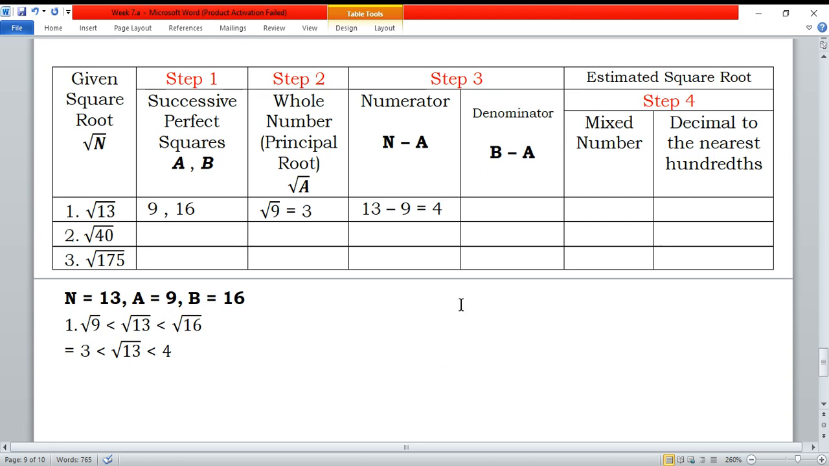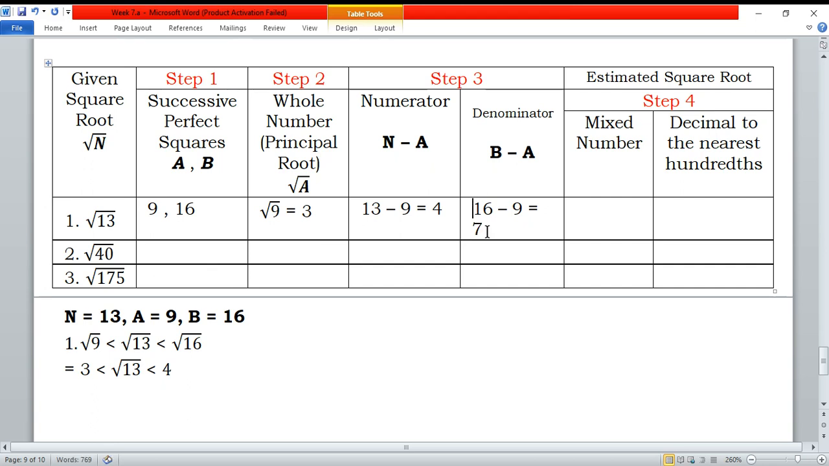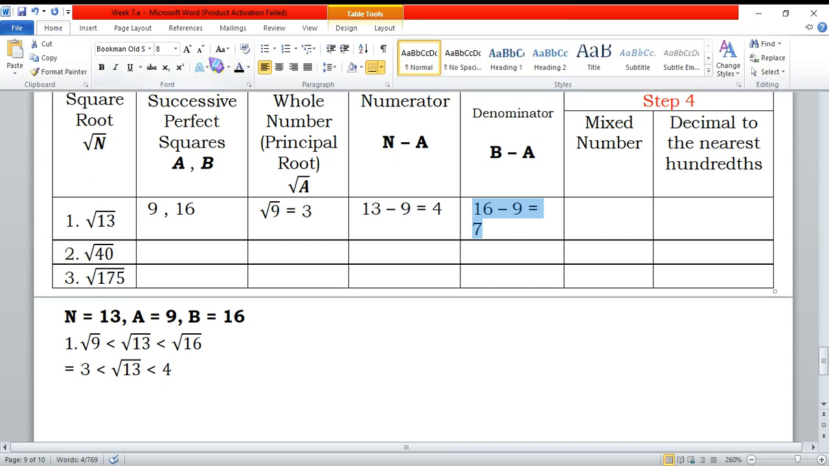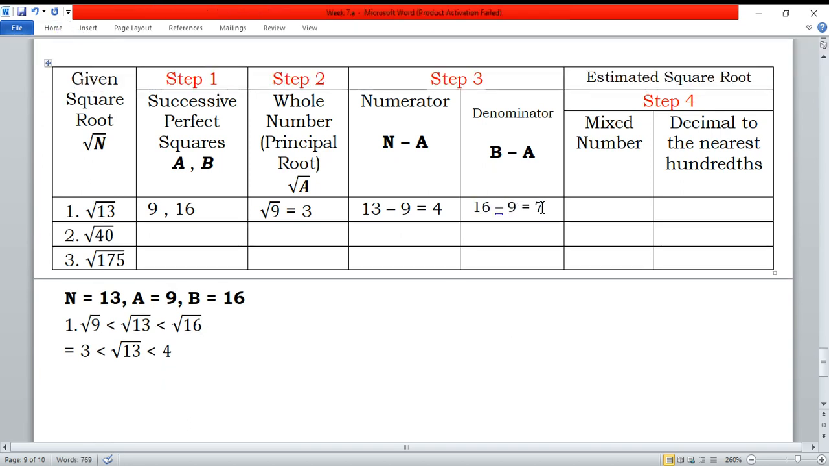Okay? So, saan natin ito makikita? Okay? So, eto. So, B minus A naman tayo. Ano yung B natin? Ang B natin ay 16. So, dito natin lalagay yung 16 minus, ano yung A natin uli? Ang A natin ay 9. Okay, 16 minus 9 equals 7. Yun. Okay, 7. Ulitin natin ng konti. 16 minus 9 equals 7.